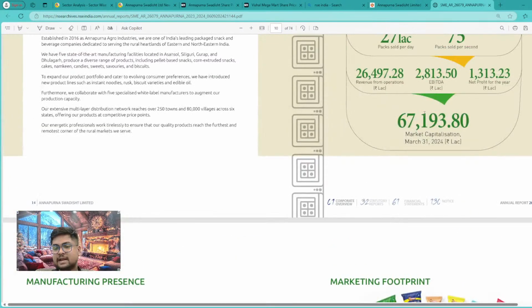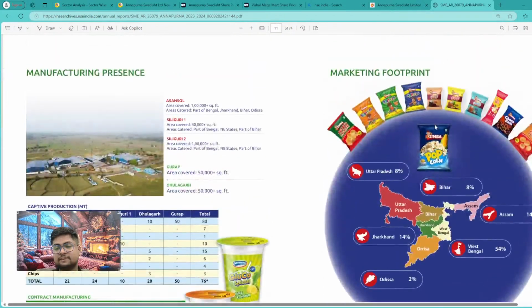If you talk about its market capitalization, it is very good. It is having a market capitalization of 67,193.80 lakhs, almost 671 crore rupees of market capitalization in terms of crores, as of now.